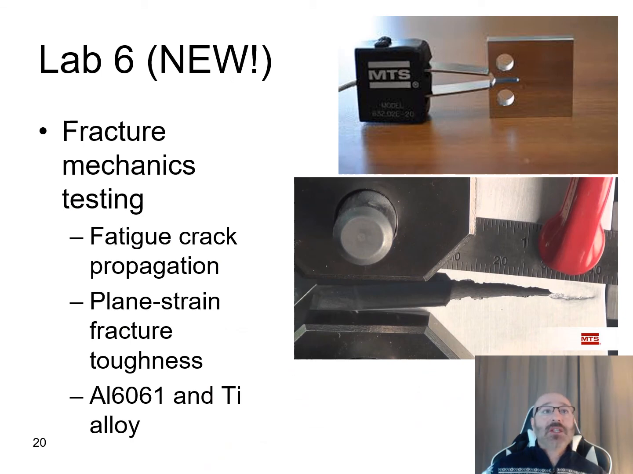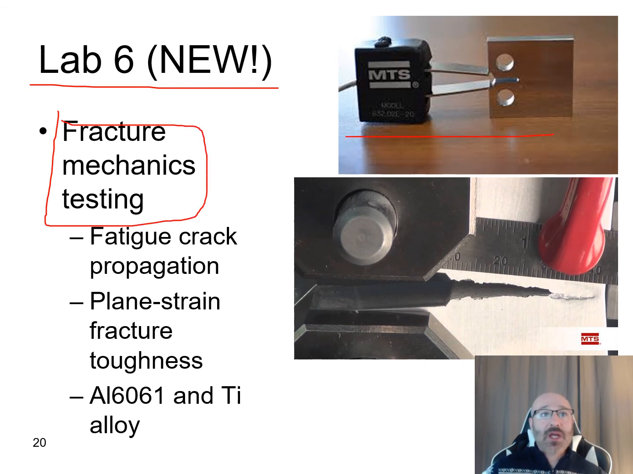So lab 6, what we're going to be dealing with here is fracture mechanics testing. So within this laboratory here, you can see some of the equipment that we'll be utilizing here. And this will be fatigue, crack propagation, looking at plane strain, fracture toughness, utilizing a couple different materials.